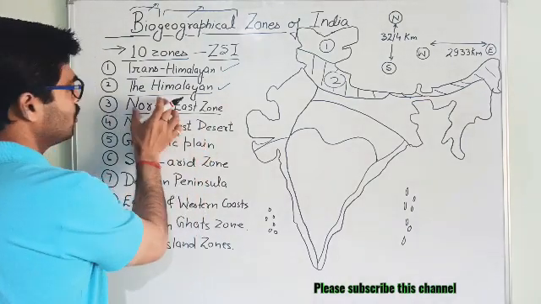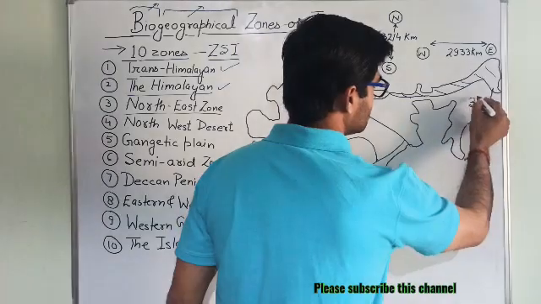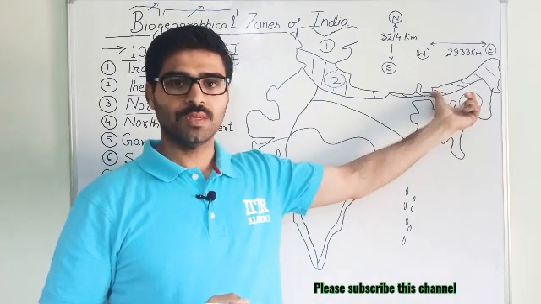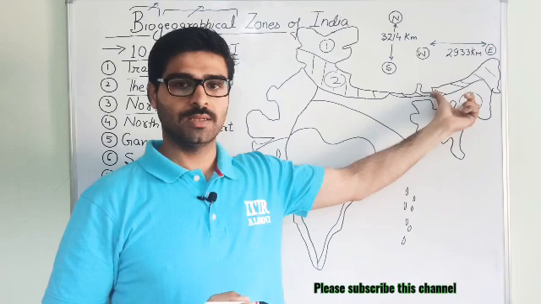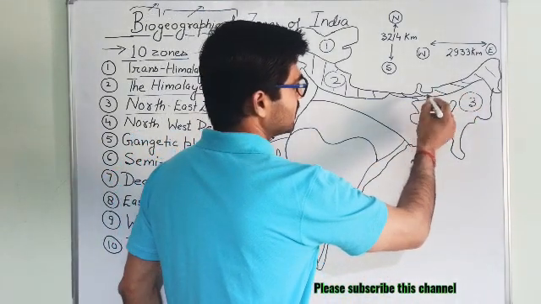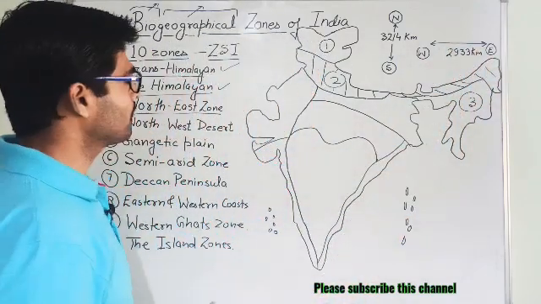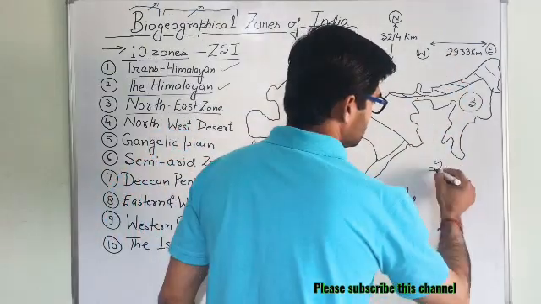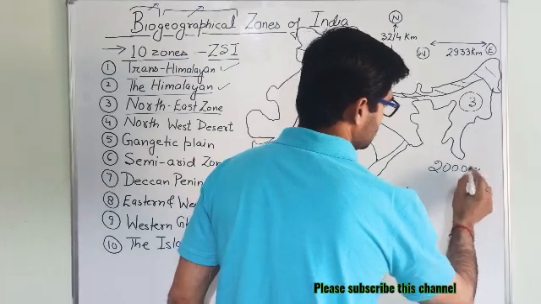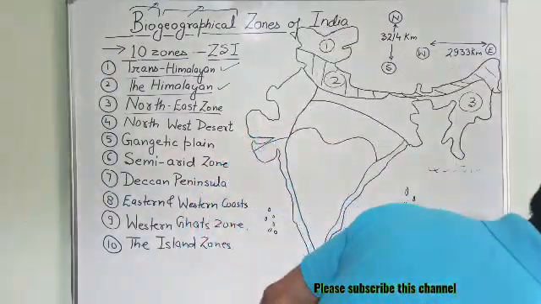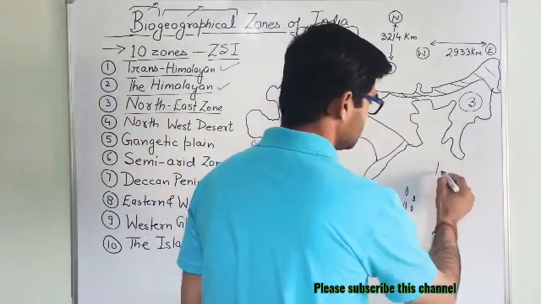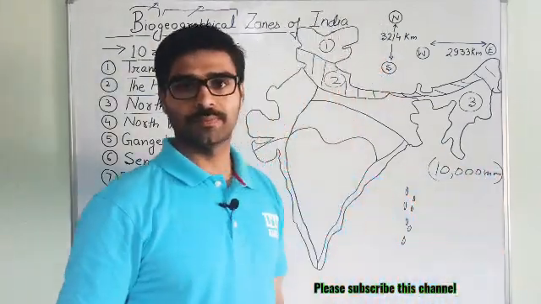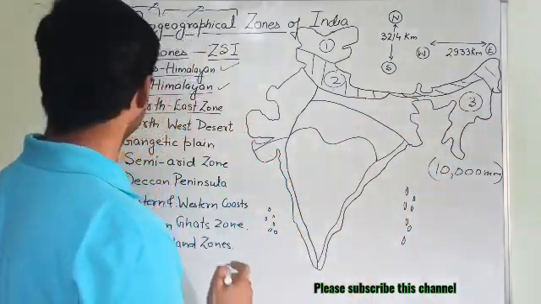Third zone is the Northeast zone. Here there are states like Assam, Mizoram, Manipur, Meghalaya, Nagaland. All these states make this third zone, the Northeastern zone. In this zone the rainfall is more than 10,000 millimeters, the highest in India.